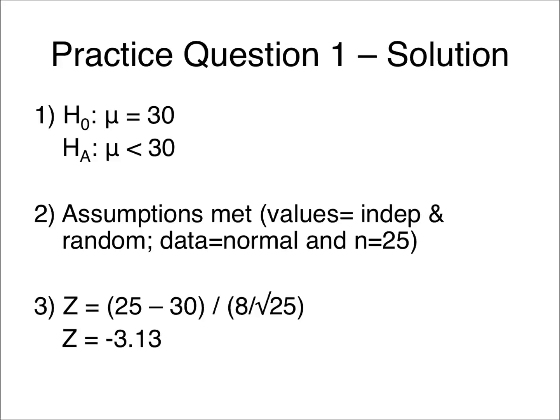If this were a two-sided test, our null hypothesis would be the same, but our alternative hypothesis would be that the mean time is not 30 minutes. So it could be above or below 30 minutes.